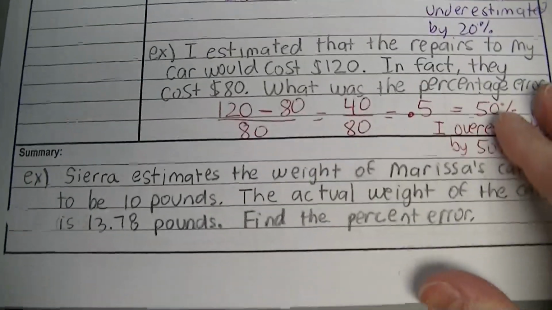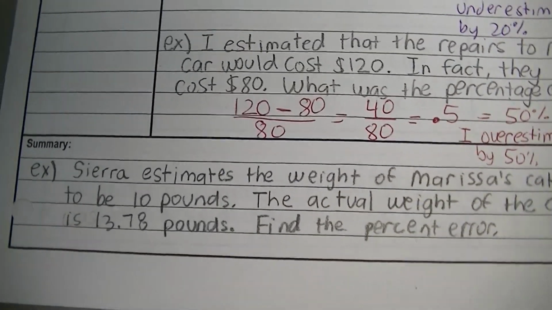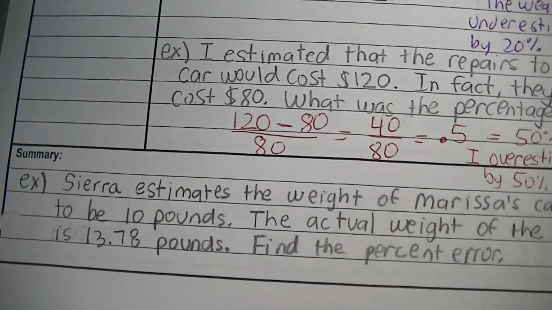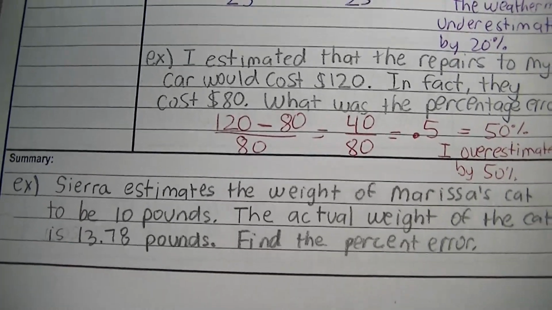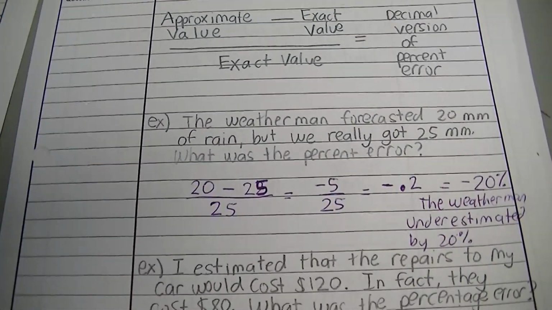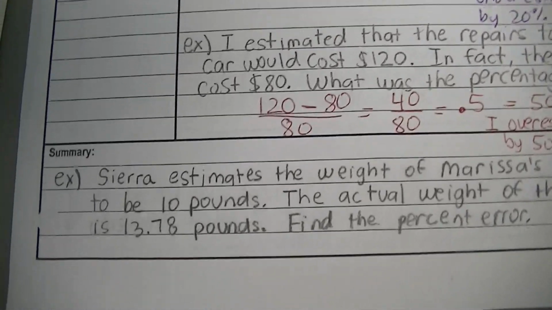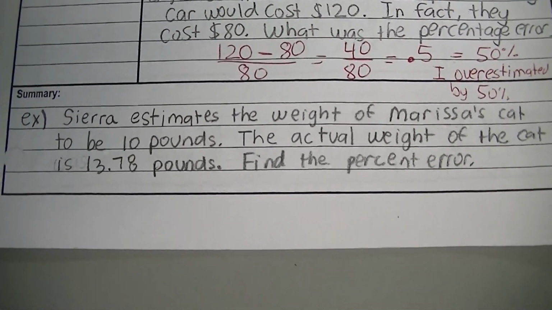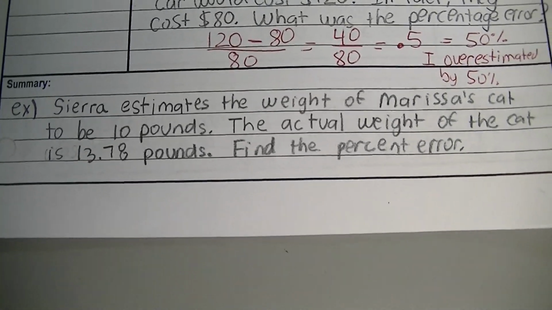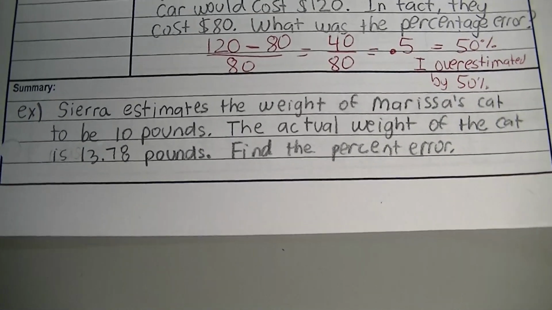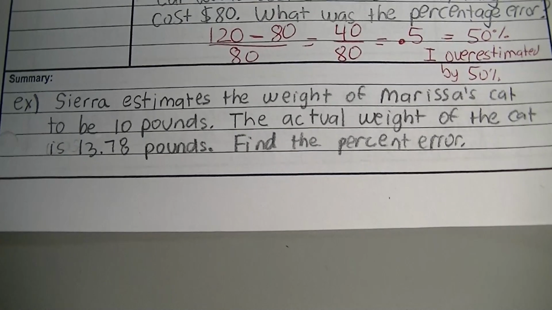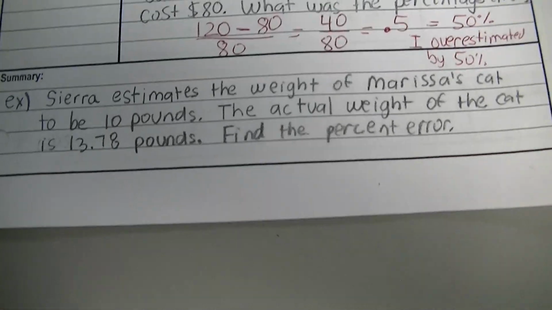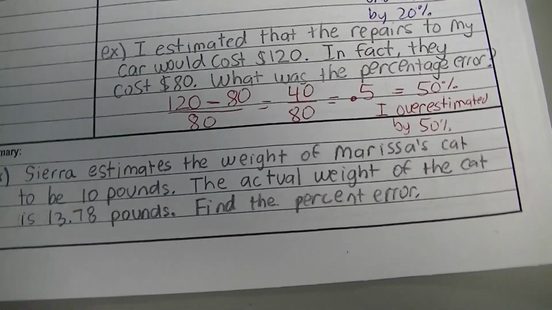Okay, so now for your summary, I want you to answer this question, and I do want you to do it correctly. So if you're confused at all, I want you to review the first 2 examples and review up there the formula to help you figure out the answer to this question. Sierra estimates the weight of Marissa's cat to be 10 pounds. The actual weight of the cat is 13 7/78 pounds. Find the percent error. Okay, then turn the page, please.